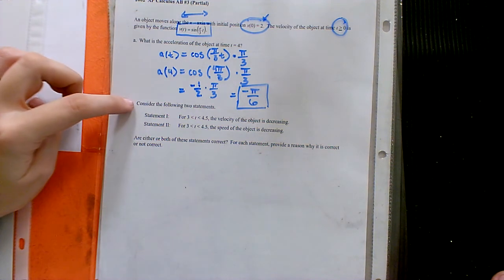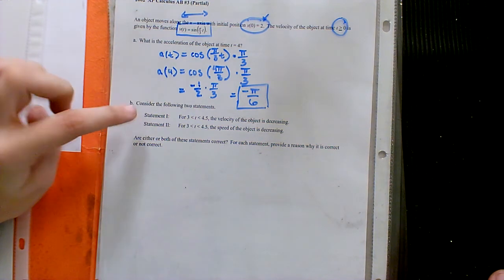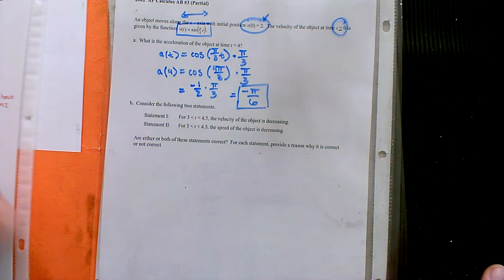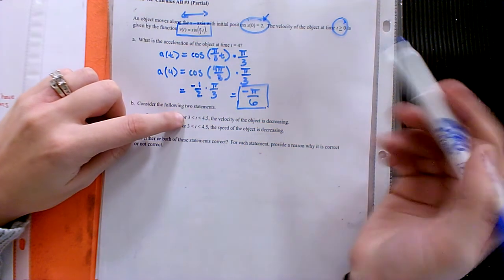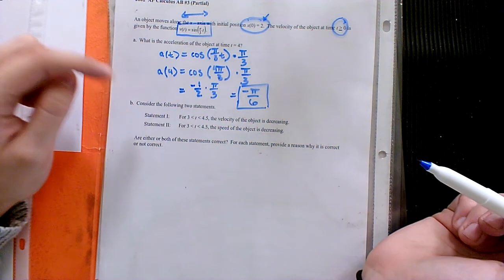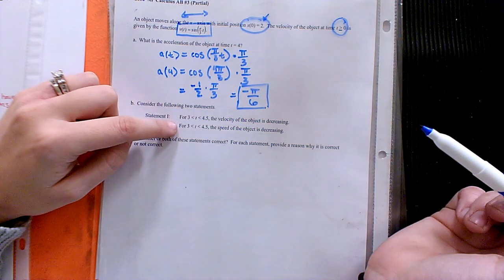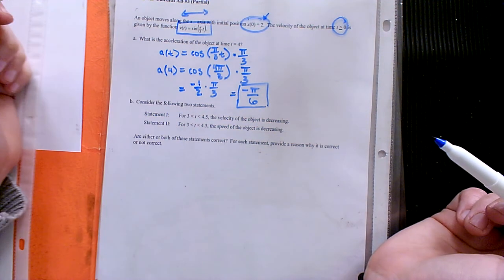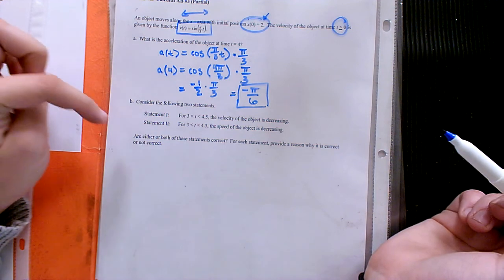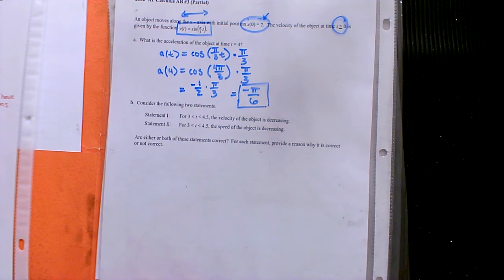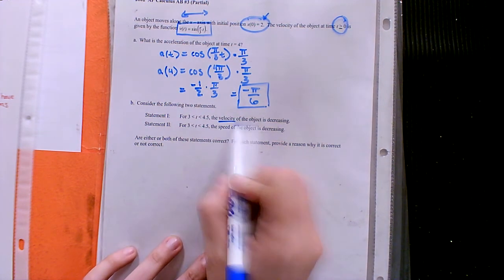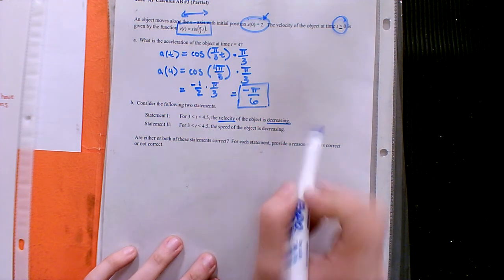All right, let's check this out. Consider the following two statements. For some time, anytime you want to pick, between 3 and 4.5, the velocity of the object is decreasing. For the same time interval, the speed of the object is decreasing. Are either or both of these statements correct? For each statement, provide a reason why it is or is not correct. Okay? How can we check to determine if velocity is decreasing?